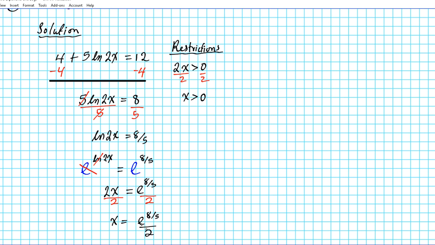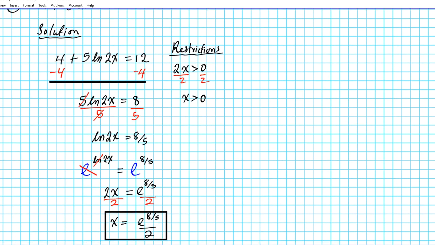Okay, so this number right here is 2 to a power. If you have a positive number raised to a power, you're always going to have a positive result. So positive over positive is positive. This number is greater than 0, so it's a valid solution and it's not extraneous. Alright, let's take a look at another example.